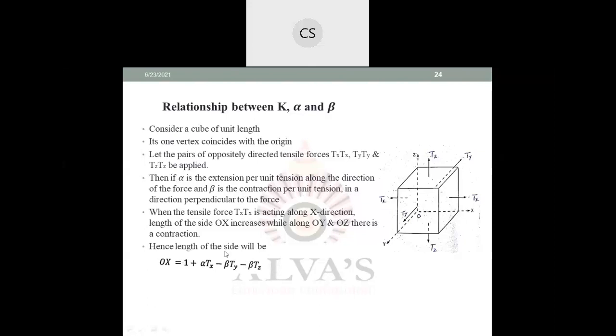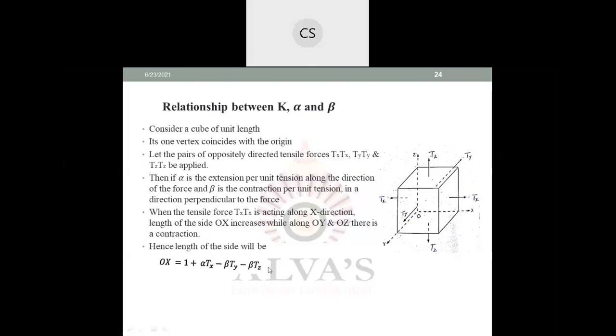The extra length, what is the extension that occurs? That is because of Tx, alpha is the extension. So therefore the component is alpha into Tx. Alpha is for unit tension. Please understand why it is alpha into Tx. Alpha is for per unit tension. Now tension is Tx, so therefore alpha into Tx.